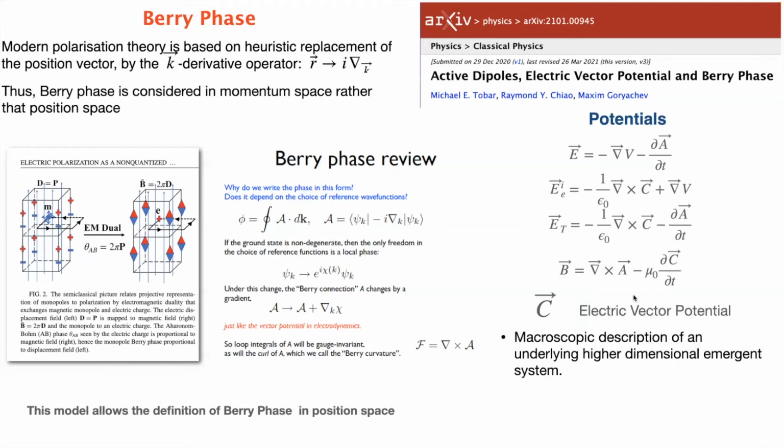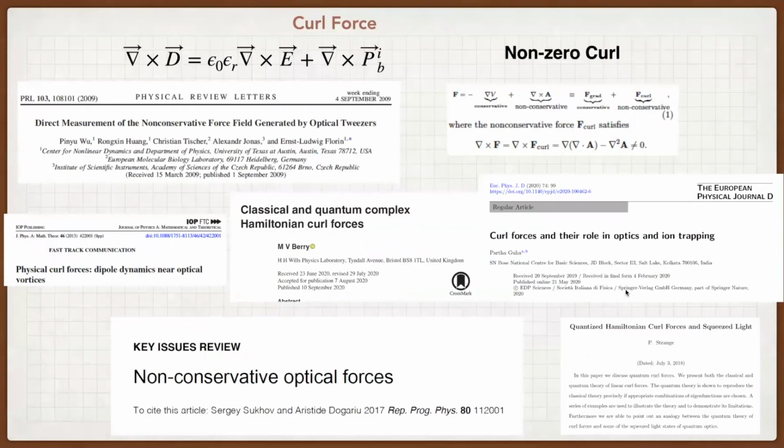It's a macroscopic description of some underlying high-dimensional system. These types of forces have already been noticed in the literature, and they're called curl forces. These are non-conservative terms. Conservative has a scalar potential, and non-conservative has a vector potential, and that's not the magnetic vector potential, because that is conservative. This has to be the electric vector potential. One of them is a gradient force, and the other one is a curl force.